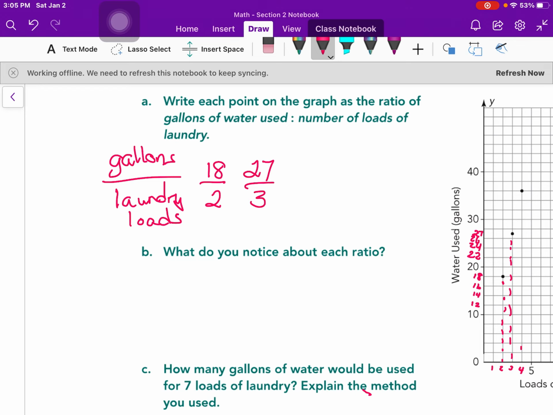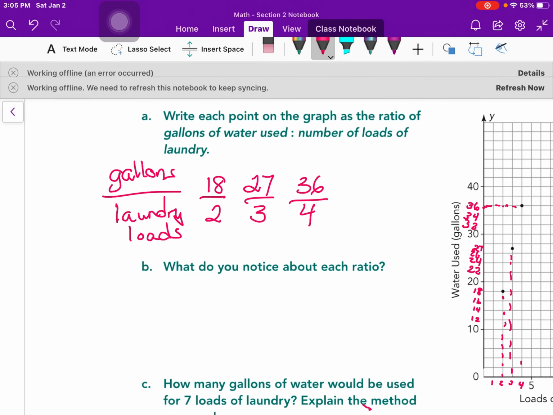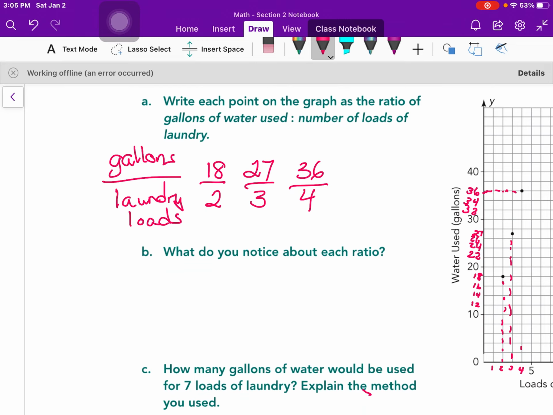And then we have 4 loads of laundry. And here we have 32, 34, 36 to 4 loads of laundry. What do you notice about each ratio? Okay, each ratio. Well, the denominators each differ by 1. What else? I'm wondering if I simplify these. What do they simplify down to?